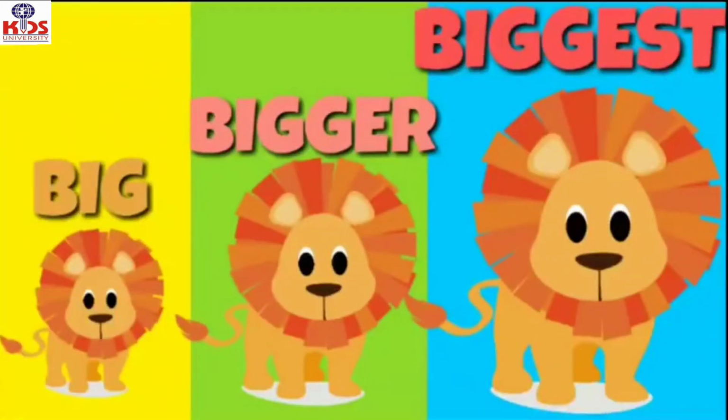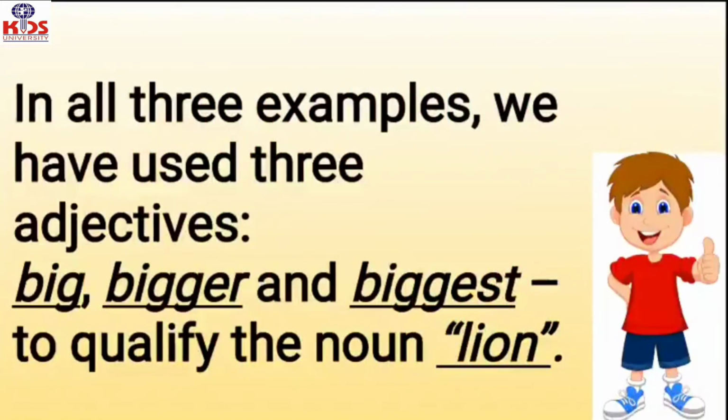Do you see three lions over here? What is the difference between three of them? Well, the lion 1 is big. The lion 2 is bigger than lion 1. And the lion 3 is biggest in all of them. In all three examples, we have used three adjectives big, bigger, and biggest to qualify the same noun lion.